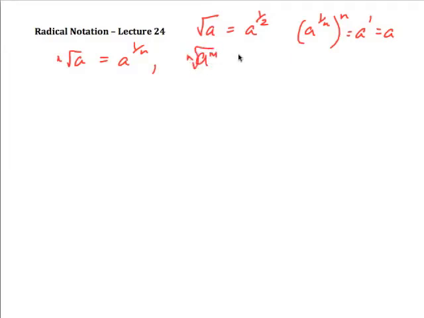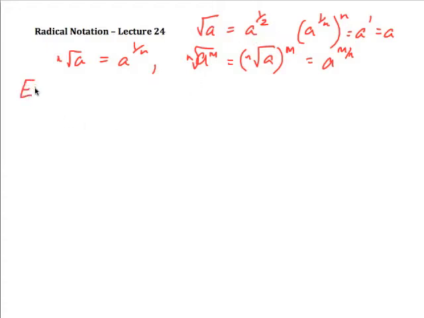And then, of course, if I have the nth root of a to the m, which of course is also the nth root of a to the power of m, this is a to the m over n. Right, so we're going to deal with this kind of notation. If we were talking about the square root of a, we're looking for a number that, when multiplied by itself, gives a.